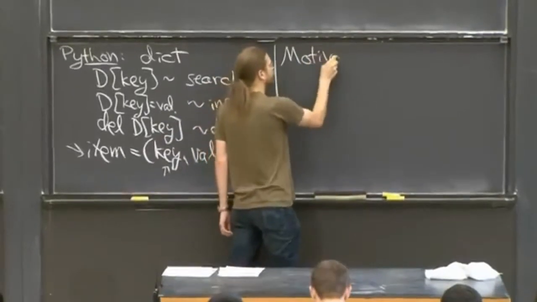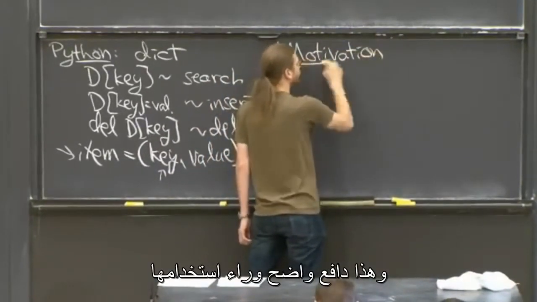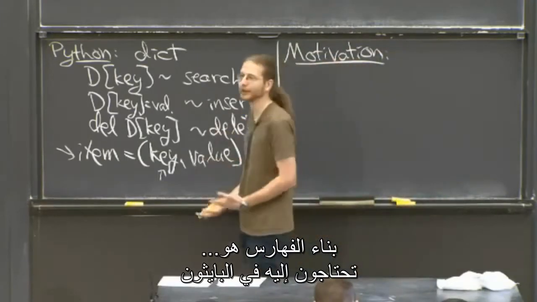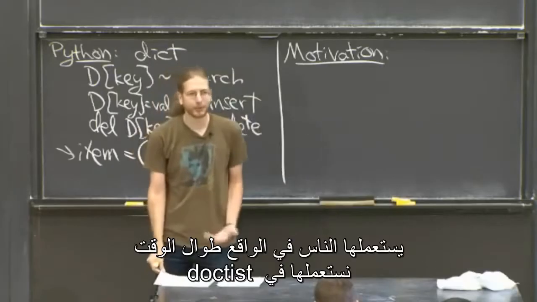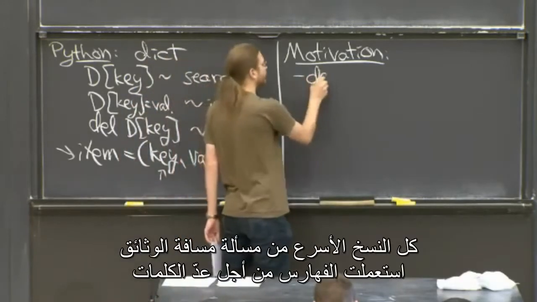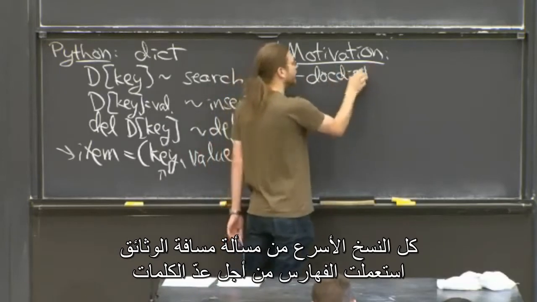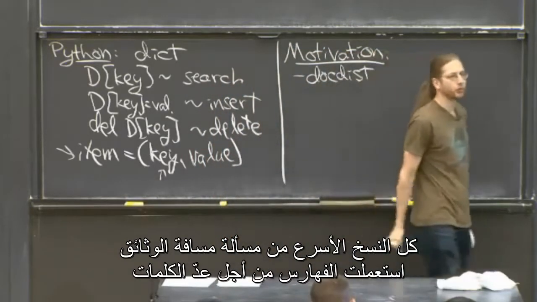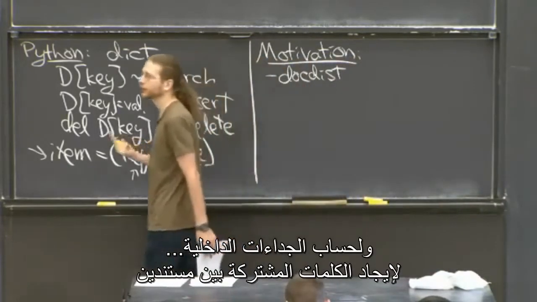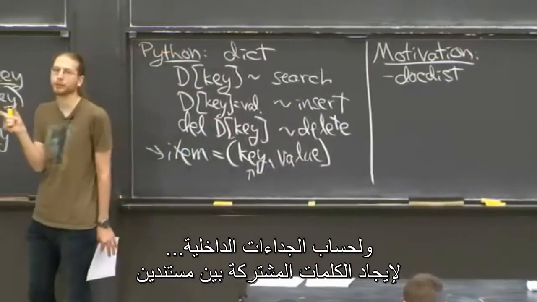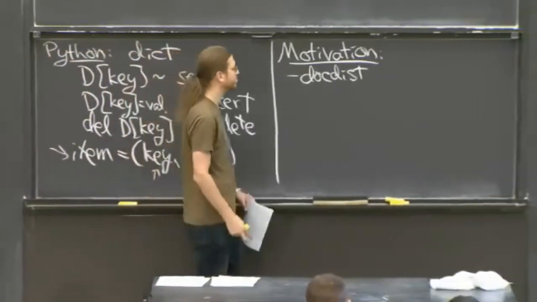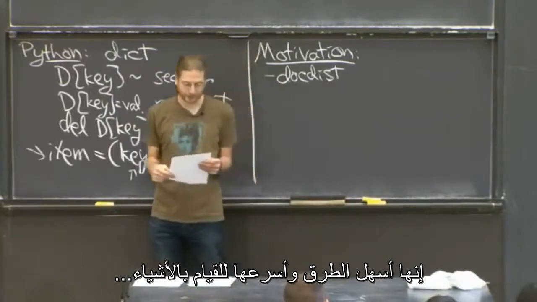Dictionaries. So one obvious motivation for building dictionaries is you need them in Python. And in fact, people use them all the time. We use them in DocDist. All of the fastest versions of the document distance problem used dictionaries for counting words, how many times each word occurs in a document, and for computing inner products, for finding common words between two documents. And it's the best way to do things. That's the easiest way to do things, and the fastest.